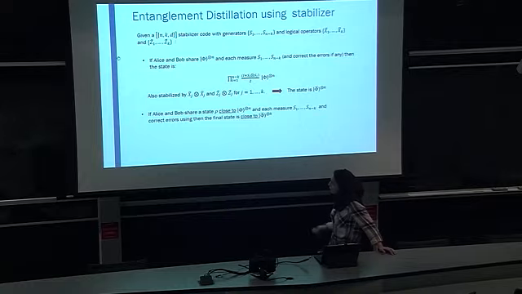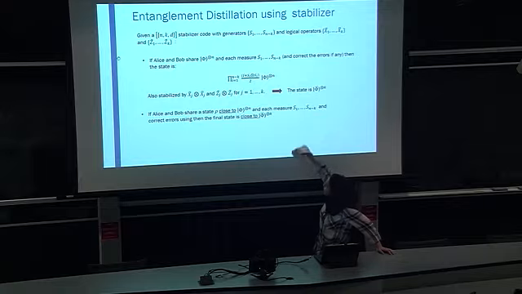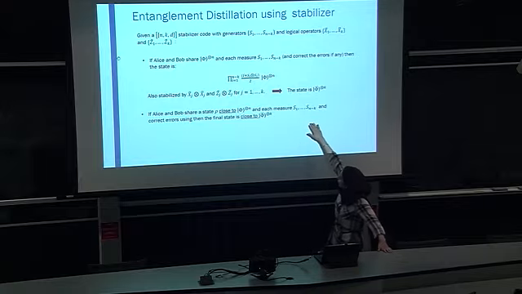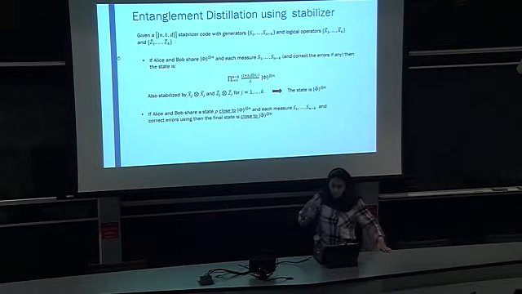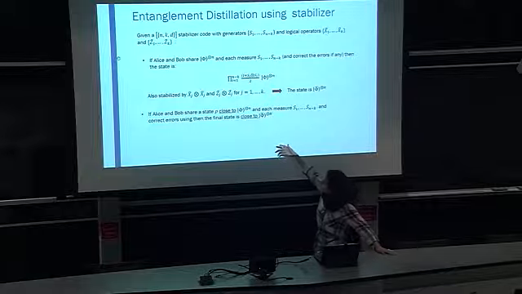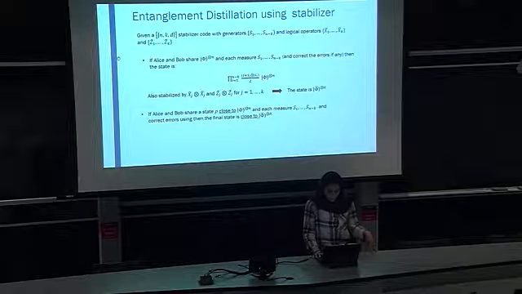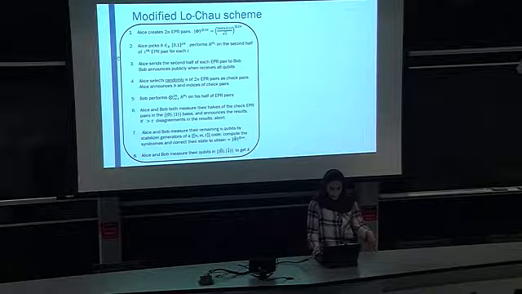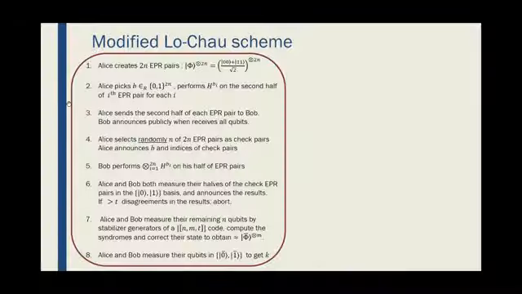Now, if Alice and Bob share a state which is close to n EPR pairs, then by measuring the stabilizer generators, they get some syndrome, and by correcting that, they will get a state which is very close to the maximally entangled state. So using this idea, the modified Lo-Chau scheme looks like this.